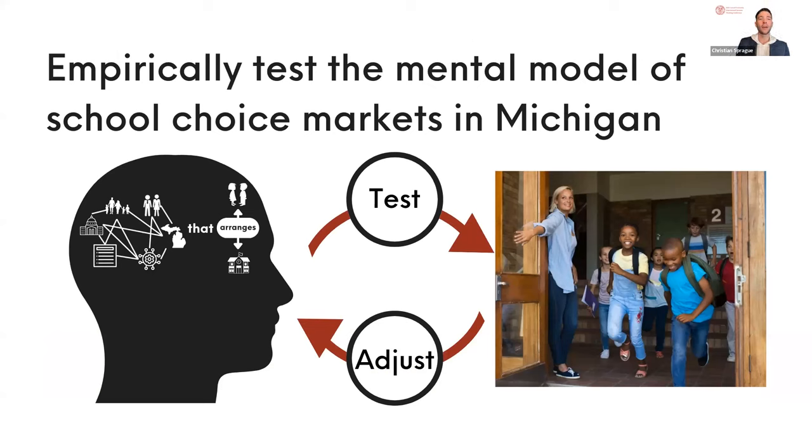Okay, so now, using this framework, what we're going to do is empirically test. We just made a massive mental model, which is that person right there in their head. We just mapped out conceptually how school choice markets work. Now what we want to do is exactly what Derek said with the ST loop. Let's test this mental model using real-world student data to see how well our mental model aligns with the real world of enrollment outcomes.